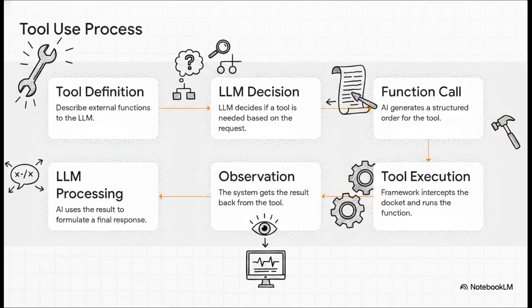The AI looks at your request and decides, hey, I actually need a tool to answer this. Third, function call generation. The AI creates a structured digital order docket, usually something called a JSON file, asking for that specific tool. Fourth is tool execution, where the framework intercepts that docket and actually runs the external function. Fifth, observation. The system gets the result back from the real world. And finally, step 6, LLM processing. The AI reads that result and uses it to give you a final informed answer. It's just step-by-step logic building on logic.